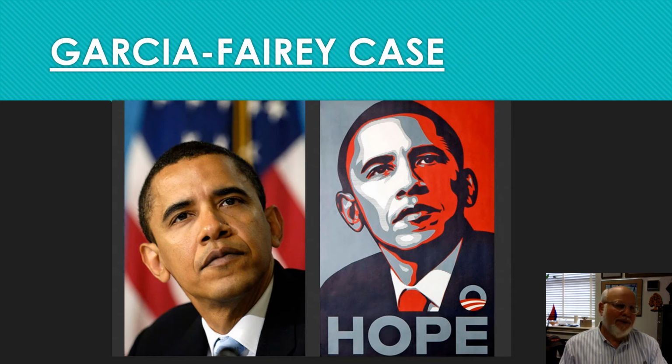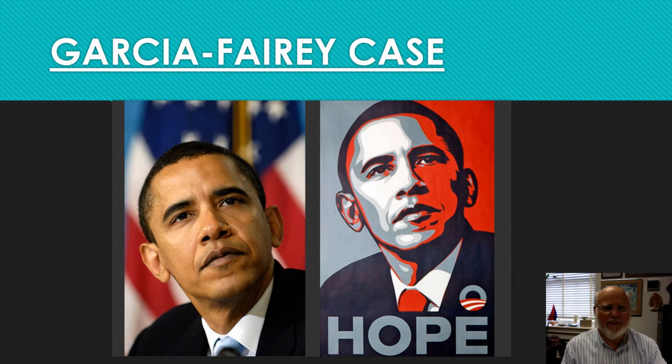Another interesting case is the Garcia Ferry case. When President Obama, former President Obama, was running for office, the Associated Press photographer named Garcia took this photo. Incidentally, it was probably a work made for hire because Garcia didn't take it off the clock. He took it while he was on duty for the Associated Press, the photo on the left. So Garcia, unless he had some other arrangement with AP, didn't own the copyright to it, although he took the picture. The Associated Press owned the copyright.